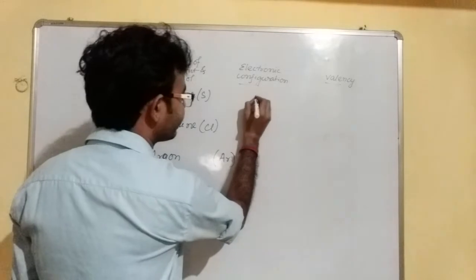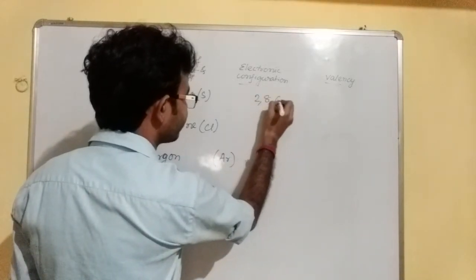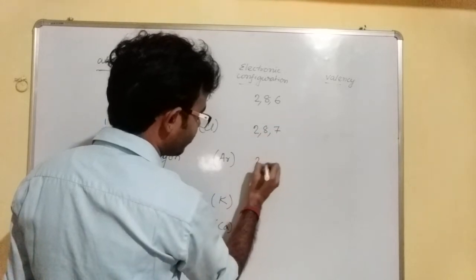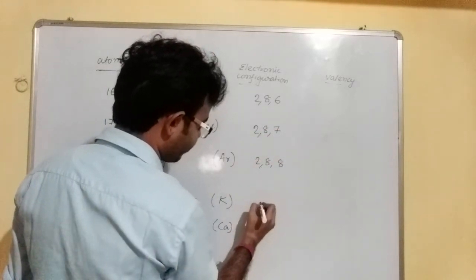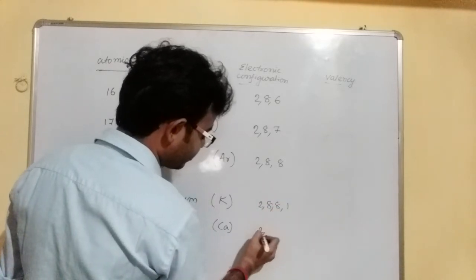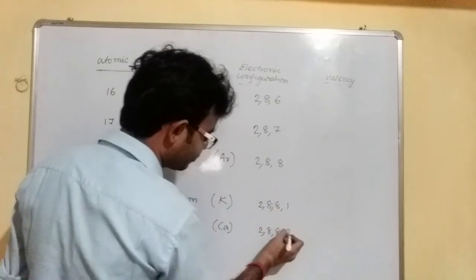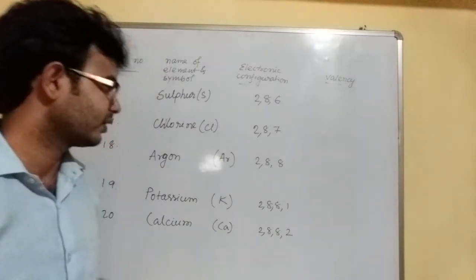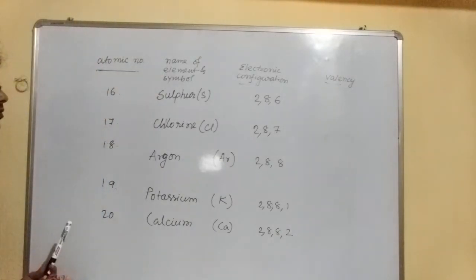Sulfur electronic configuration 2, 8, 6. Chlorine 2, 8, 7. Argon 2, 8, 8. Potassium 2, 8, 8, 1. Calcium 2, 8, 8, 2. These are the electronic configurations. Clear? Fine.